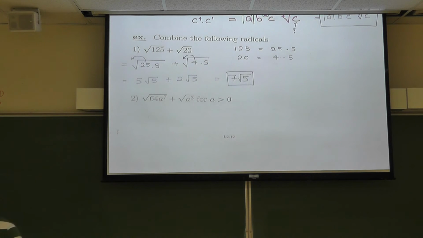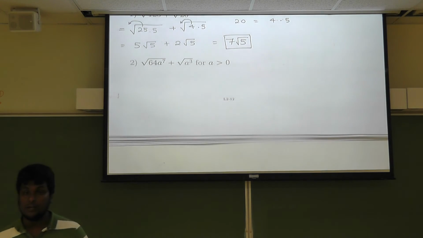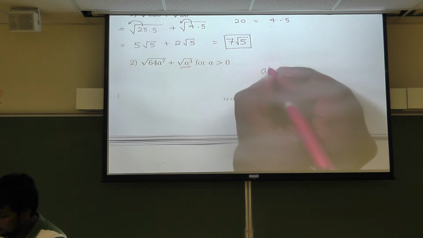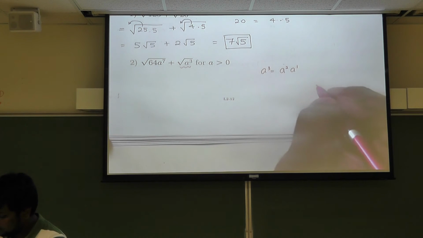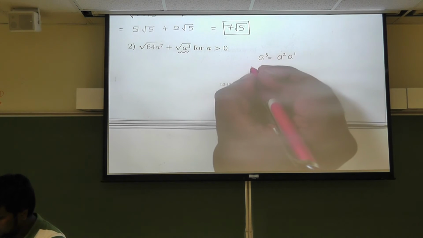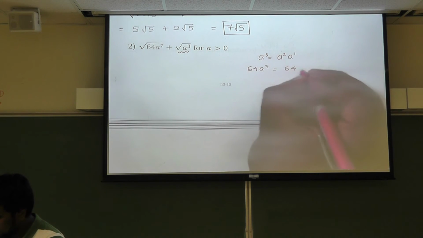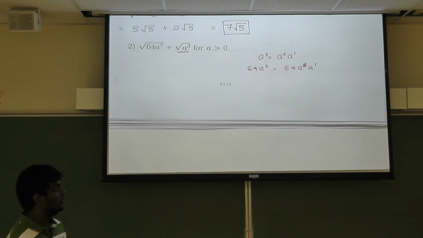The next example is very similar. The only thing is we have a to the powers again. The trick is write things down the way you want it. Okay? Now a to the 3 can be written as a to the 2 times a to the 1. Now 64 a to the 7 can be written as 64 a cubed, a to the power 6 times a to the power 1. Have a good look and see what I did there is correct.